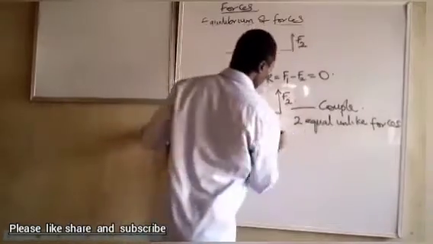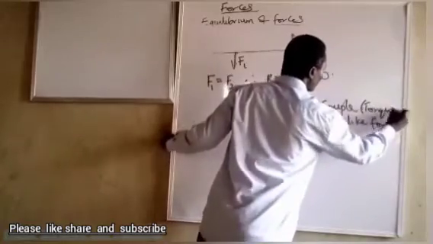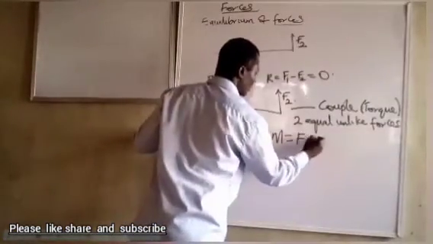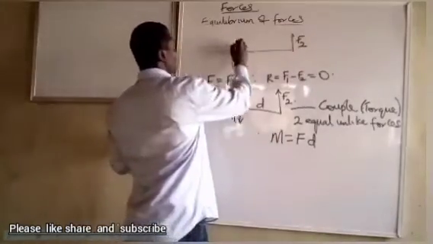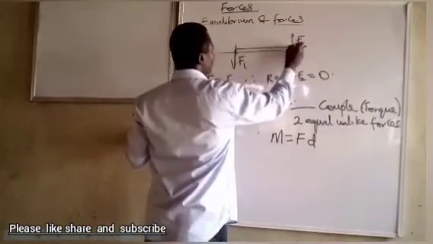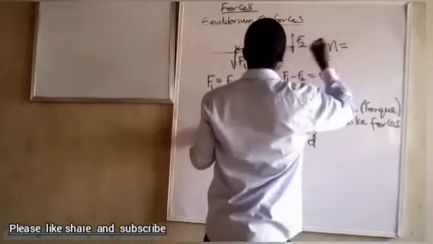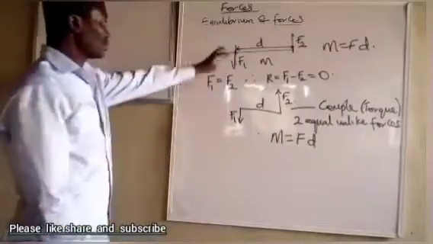So that combination is called a couple, and a couple is torque. So M in this instance is going to be F times d, where d is the distance between the two forces. The same thing here. So M in this instance is equal to Fd. That is for a couple.